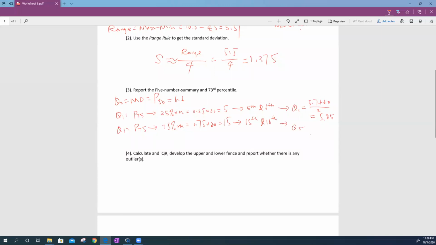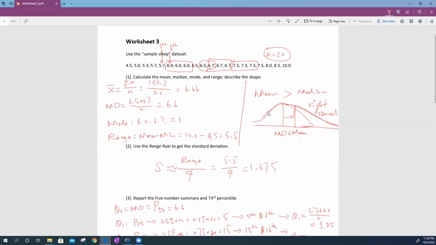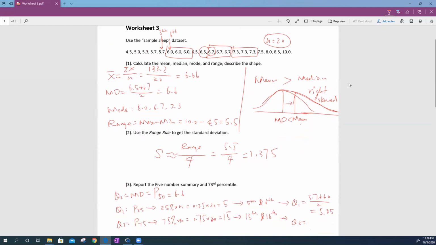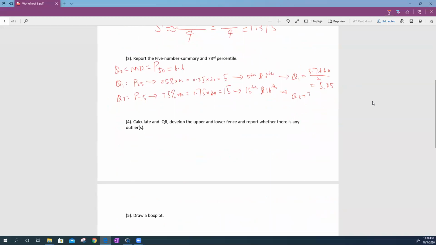So that leads to Q3 equals what? So 20, 19, 18, 17, 16, and 15. So they're both the 15th ordered value and the 16th ordered value. They're both 7.3. So Q3 equals 7.3 plus 7.3 divided by 2, which is still 7.3. So that's Q3. So then we can report our 5-number summary.